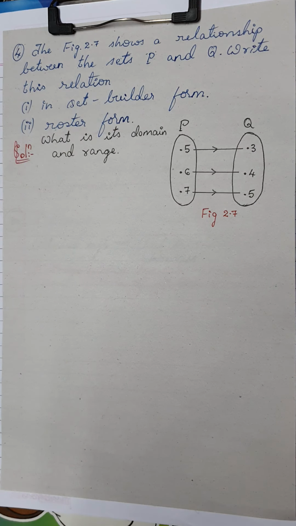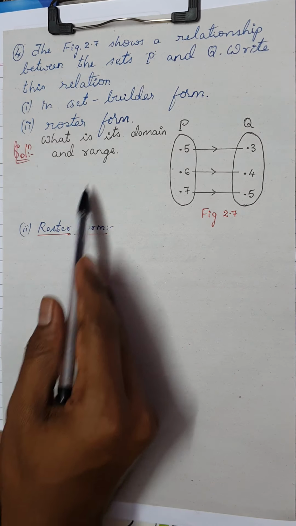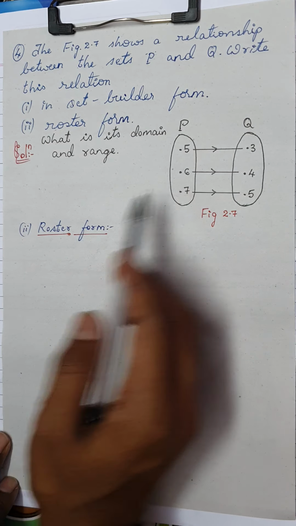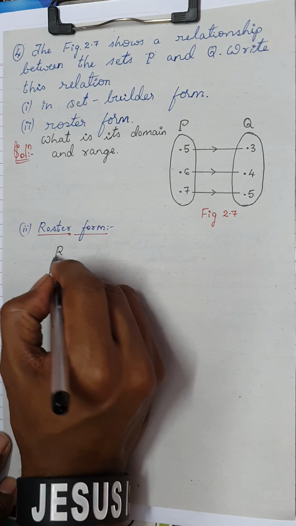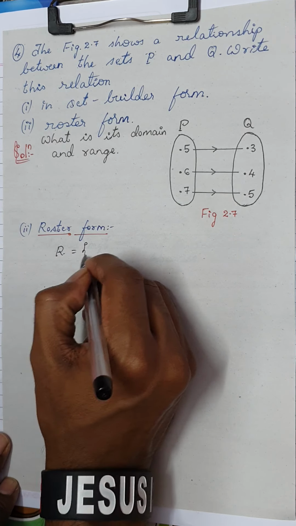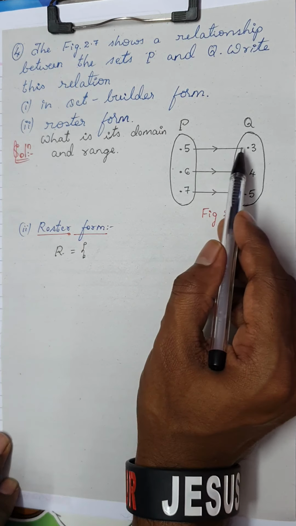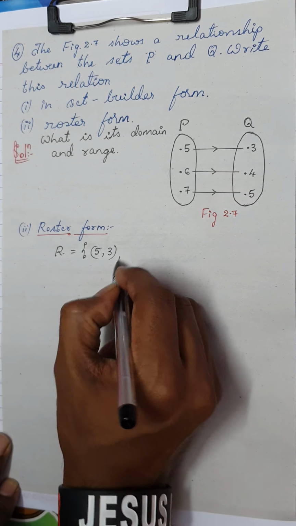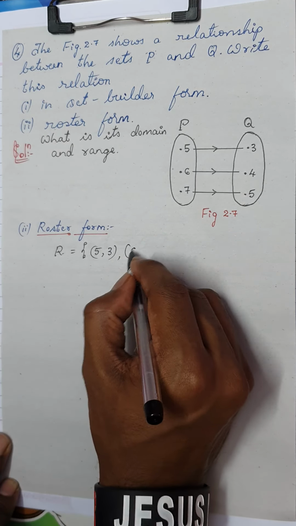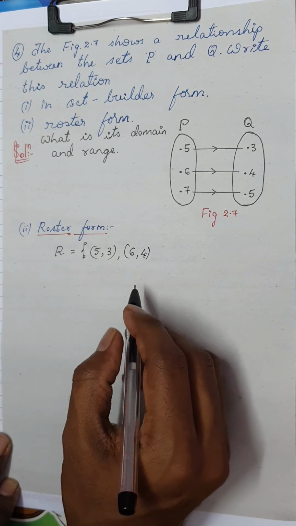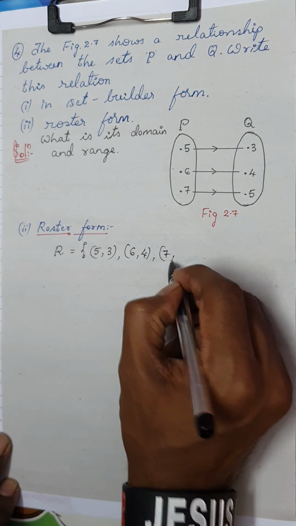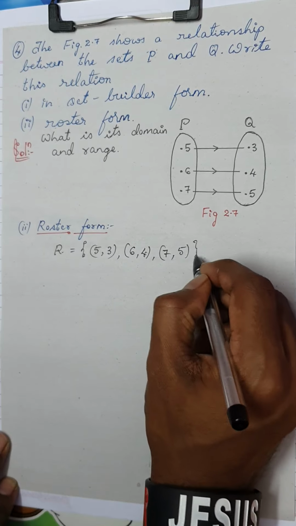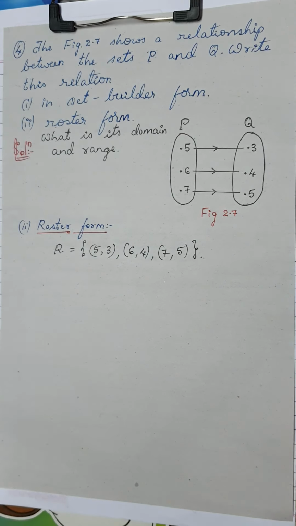So first of all, let's write the relation. Let us first write the relation in roster form because that is easier. Then we can go for the set builder form. What is the relation which is easily seen? 5 is related to 3. That is nothing but (5, 3). Similarly, 6 is related to 4, (6, 4). And 7 is related to 5. This is the roster form of the relation.